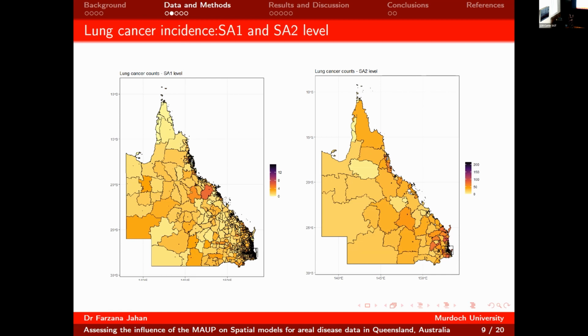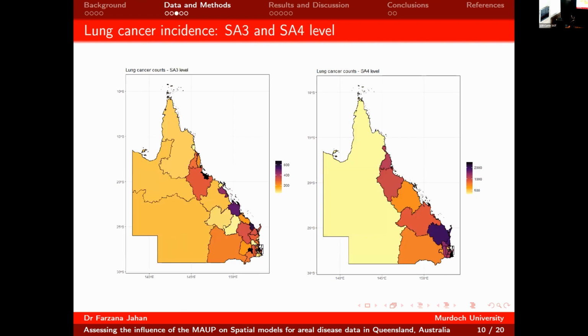So in the first plot, you could see the SA1 level data. So there are so many small areas because it's a smaller boundary level, and different colors are showing you different numbers. Numbers started from 0 up to 15. On the second plot, you could see it's SA2 level, so a little less number of areas now and more aggregation happening. And we are only looking at Queensland here because of the computational constraints for this study. So that's why we are looking at Queensland's map only.